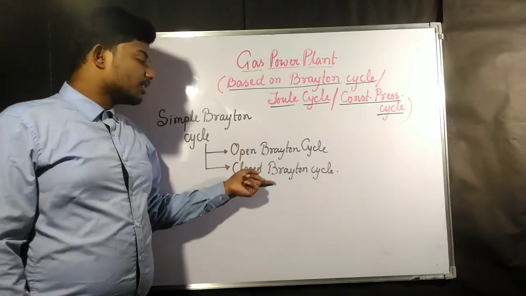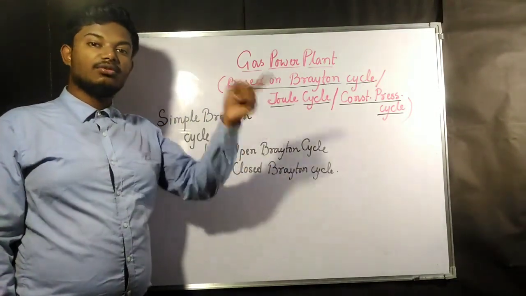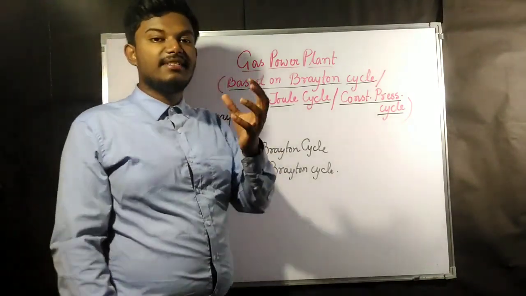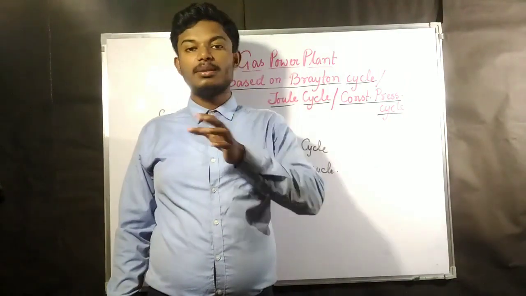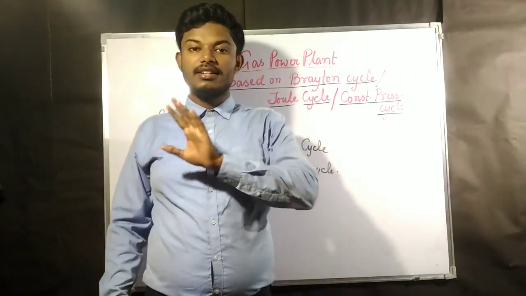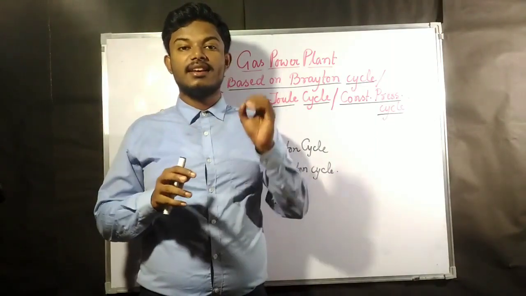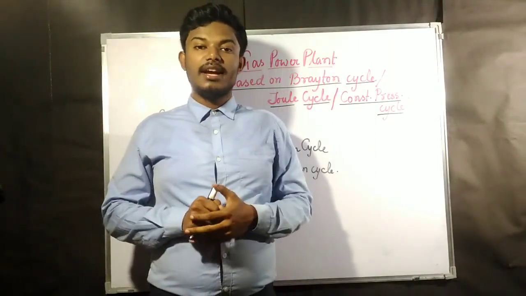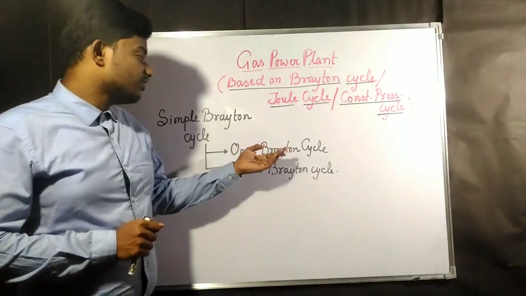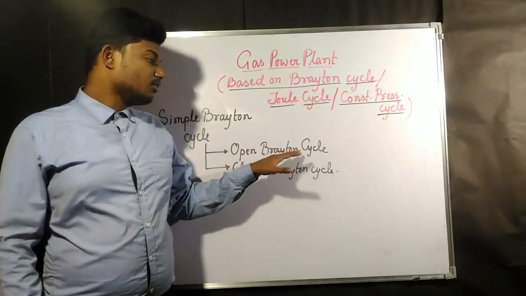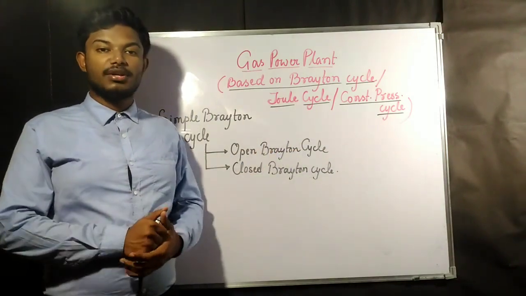In a closed Brayton cycle, what happens? The same air is recycled inside the cycle. In an open Brayton cycle, it takes in some air from the atmosphere, whatever process needs to be done is done, and after that the burned air is released into the atmosphere again. So this is known as the open Brayton cycle and this is the closed Brayton cycle. First of all we are going to understand what the open Brayton cycle is.